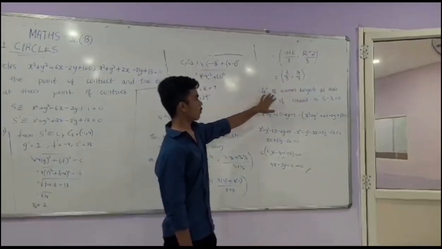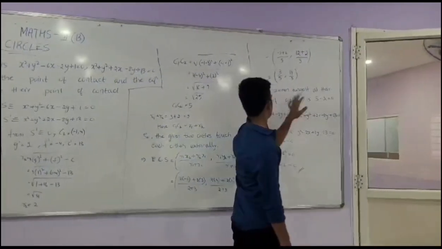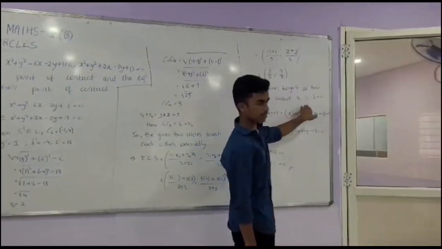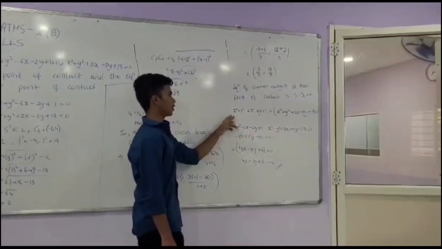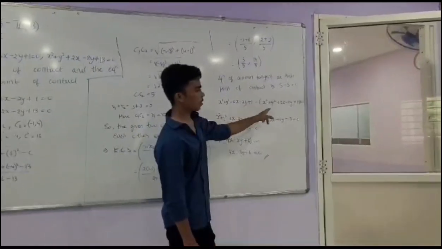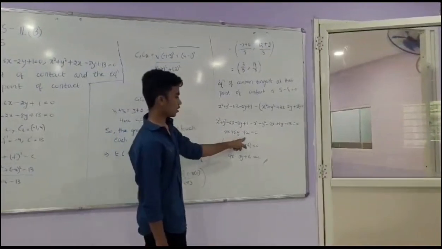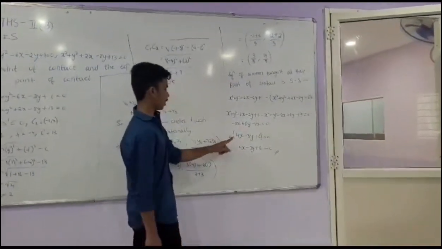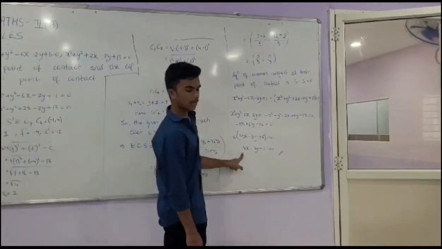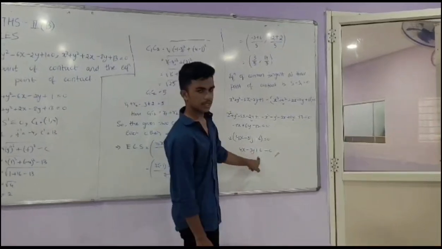So now the equation of common tangent at their point of contact is S minus S dash is equal to 0. So after substituting the equation of the first circle and second circle, after solving we get minus 8x plus 6y minus 12. So from here we can take minus 2 as common. After solving it we get 4x minus 3y plus 6 is equal to 0.